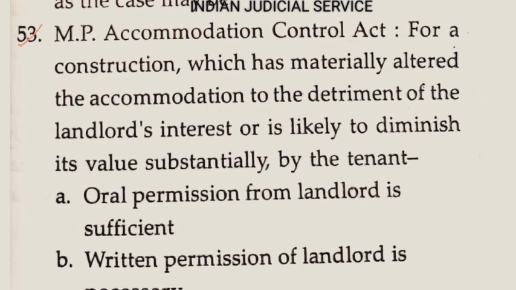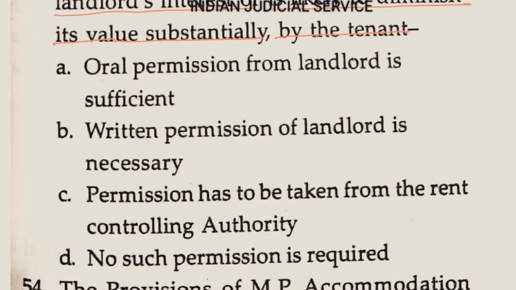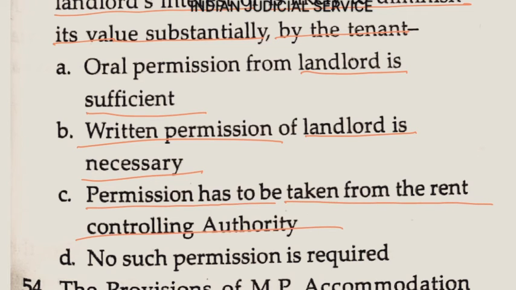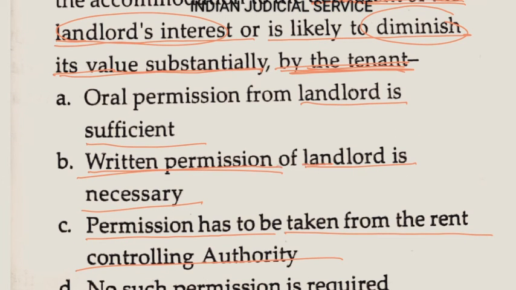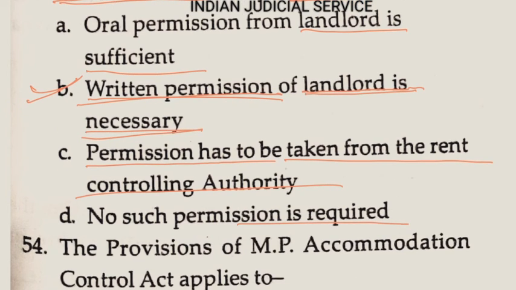Now question number 53. MP Accommodation Control Act: for a construction which has materially altered, this is an important word here, the accommodation to the detriment of the landlord's interest or is likely to diminish its value substantially by the tenant. Option A, by oral permission from the landlord is sufficient. Option B, written permission of the landlord is necessary. Option C, the permission has to be taken from the rent controlling authority. And option D, no such permission is required. So in this question, at the time of construction, which has materially altered the accommodation to the detriment of the landlord's interest or is likely to diminish its value substantially by the tenant, written permission of the landlord is necessary. Answer here is option B.